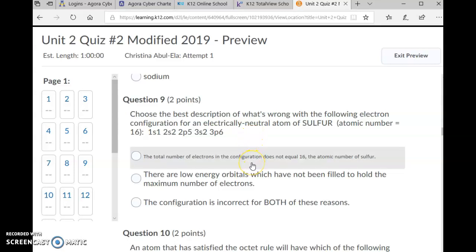The total number of electrons in the configuration does not equal 16, the atomic number of sulfur. There are low energy orbitals which have not been filled to hold the maximum number of electrons. The configuration is incorrect for both of these reasons.